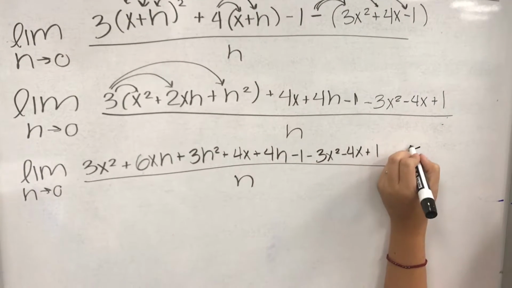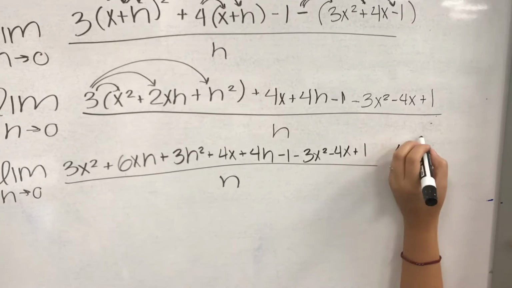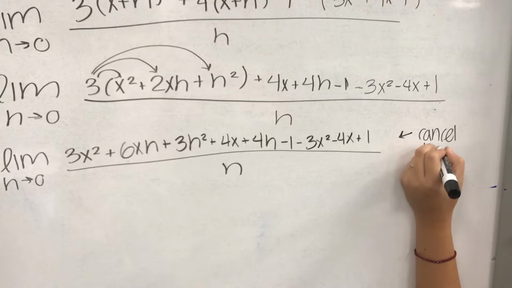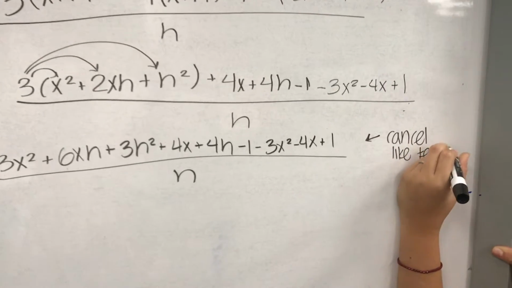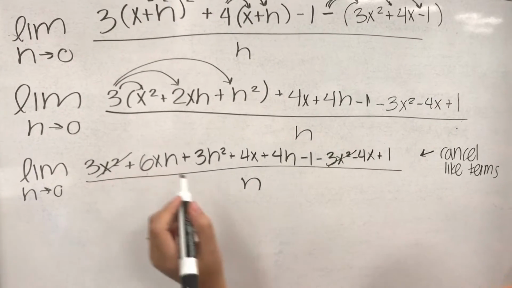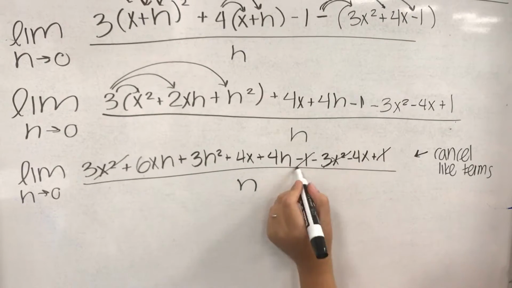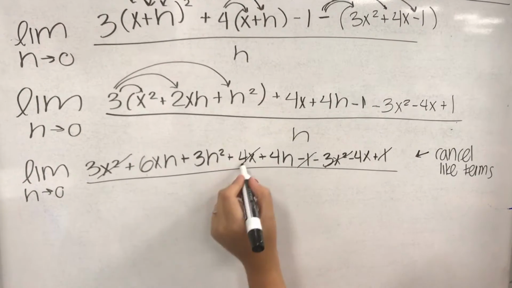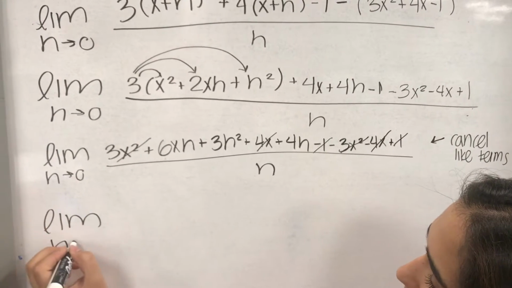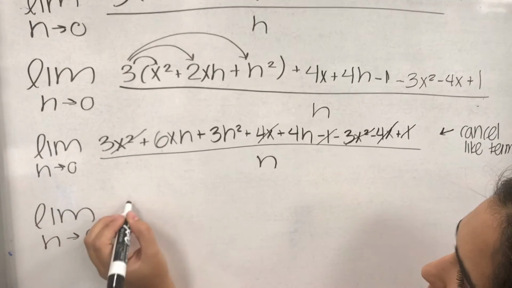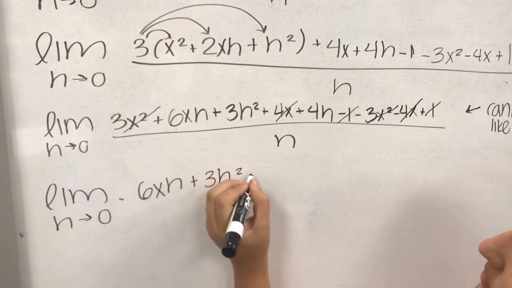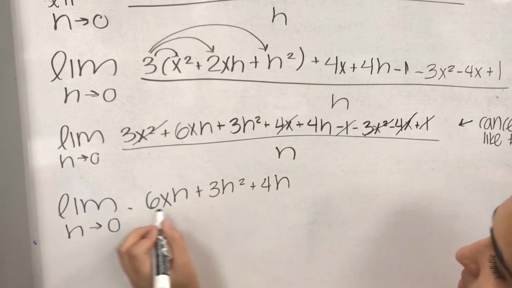So for this next step, you have to find the like terms which have different signs so we can cancel them, and eventually this equation will become a simplified version of itself. So in this example, as you can see, we can cancel the negative 3x squared and the 3x squared. We can also cancel the 1 and negative 1, and finally the 4x and the negative 4x. Now we have to rewrite all these terms simplified, which will come out as 6xh plus 3h squared plus 4h, all over h.